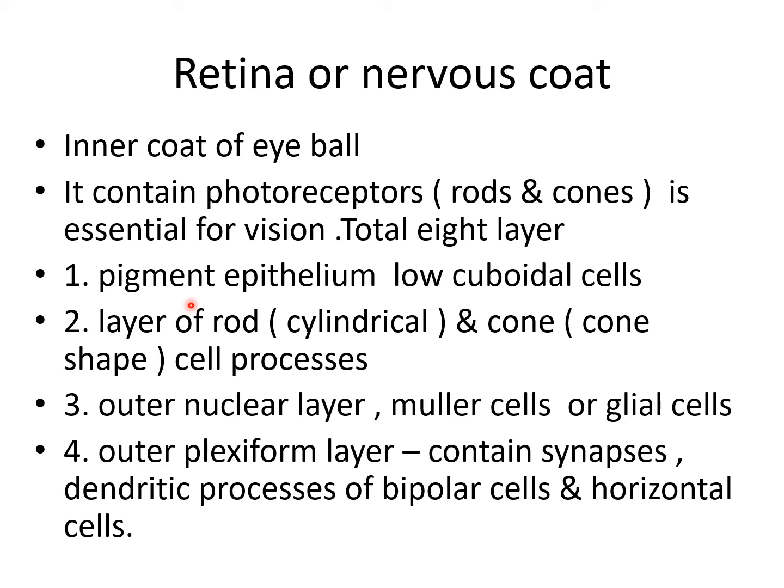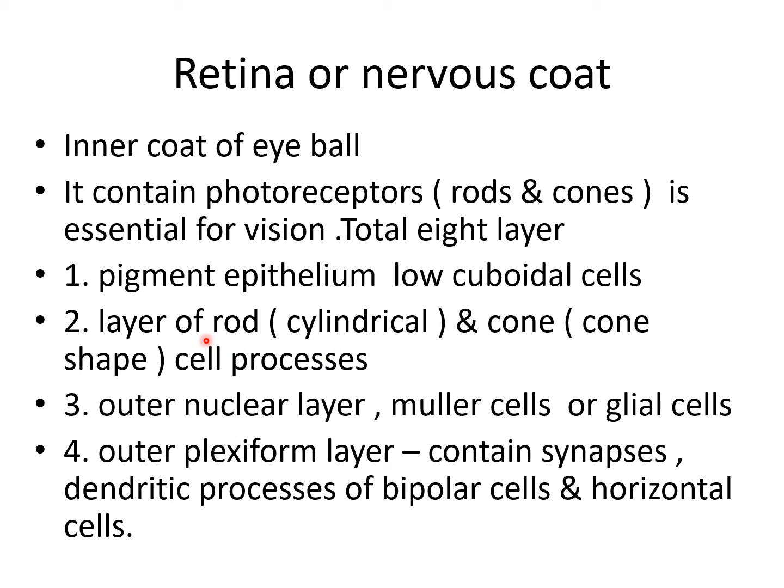So you can remember easily the microscopic appearance, because the retina has several layers. First there is the pigmented epithelium, the low cuboidal cells. It is the outermost layer of the retina, which is separated from the choroid by Bruch's membrane. This consists of a single layer of low cuboidal cells containing melanin pigment. Processes from the pigment cells extend into the next layer.